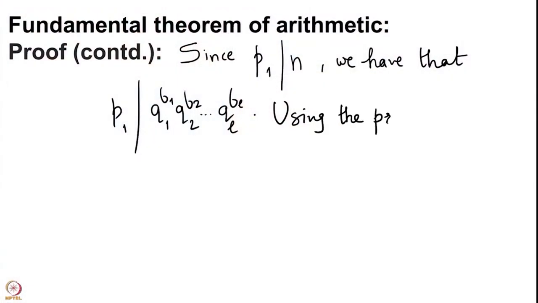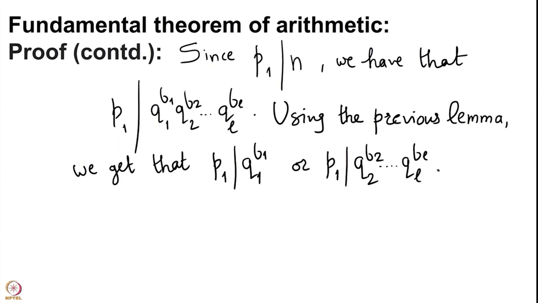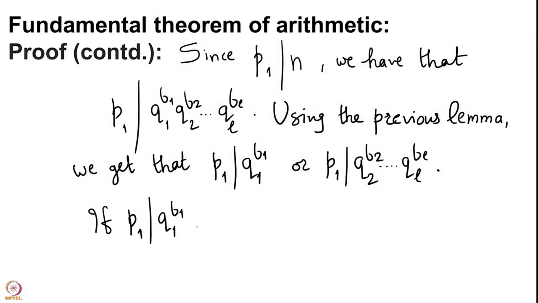So, using the previous lemma, we get that P1 divides Q1 power B1 or P1 divides Q2 power B2 up to QL power BL. One of these two should hold, because I will write m as q1 power b1 and n as the remaining prime powers product. Okay, so p1 must divide q1 power b1 or p1 should divide the product of the remaining prime powers. In the first case, if p1 divides q1 power b1, which I will write as q1 into q1 power b1 minus 1.